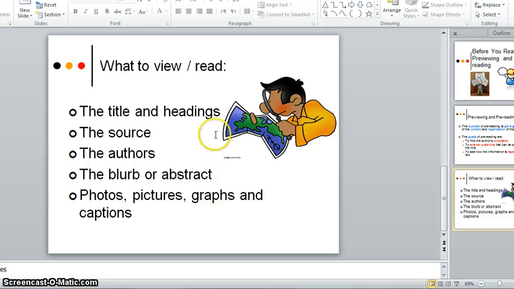So let's go back for a minute and very quickly review. What are we looking for? We're looking for the title, we're looking for the source, we're looking for authors, we're looking at the blurb and the abstract, and photos and captions. And now it's your turn to do some work.